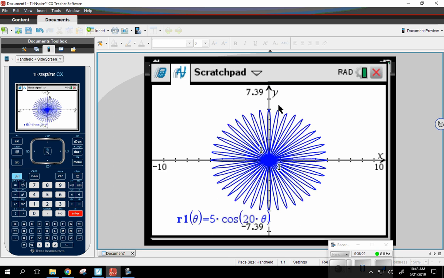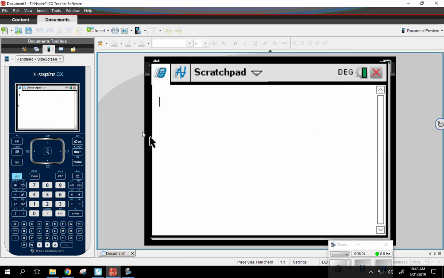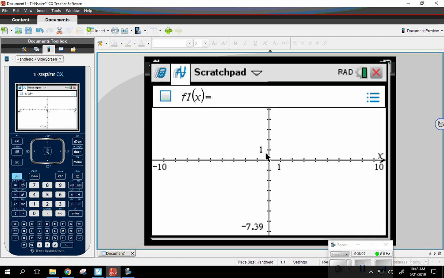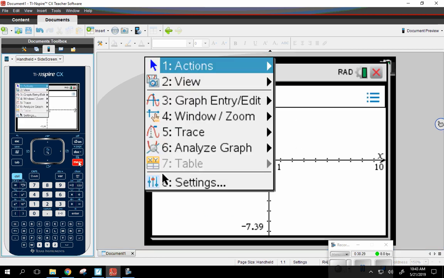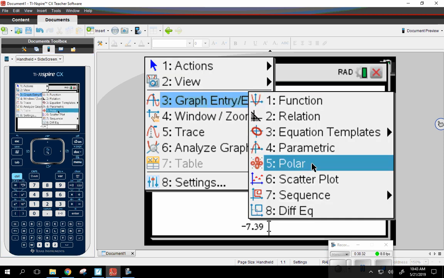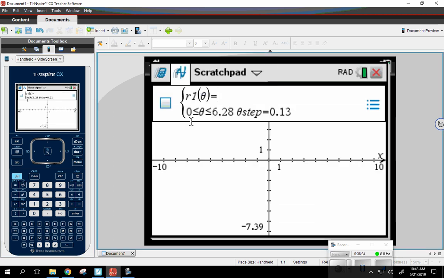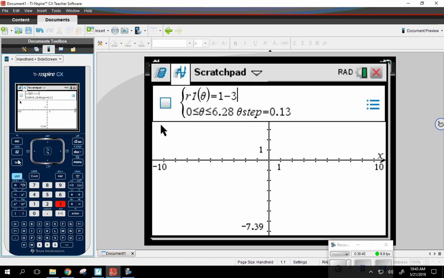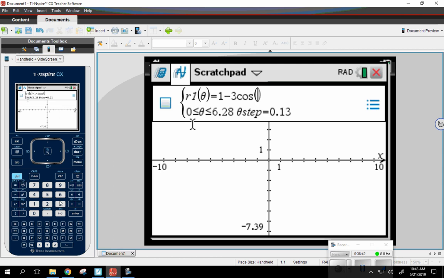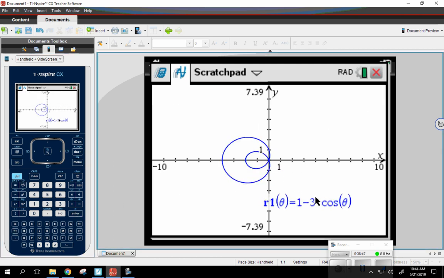Okay. But even the graphs that we did today, if I go to document B, now how did I get to the polar graphs? Menu, graph entry edit, polar. And the inner loop one, I think it was 1 minus 3 cosine theta. Is that right? So 1 minus 3 cosine of theta. So there's the inner loop that we graph by hand. Okay. You can look at circles. You can start looking at other types of roses. Basically, there you go.